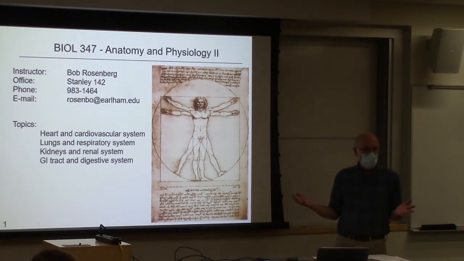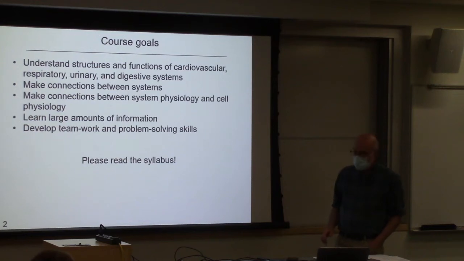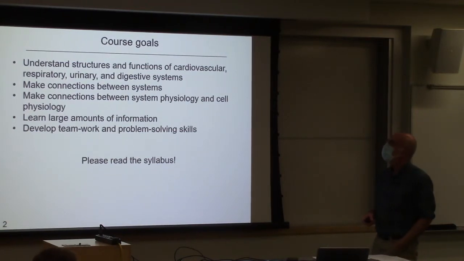So AMP2 is covering the heart, the lungs, the kidneys, and the digestive tract. If you're interested in brain, neurons, muscle, that's AMP1. Course goals. Lots of content. Let's face it, one of my goals is for you to learn a lot of biology, the anatomy and physiology of those systems, the cardiovascular, respiratory, urinary, and digestive systems.